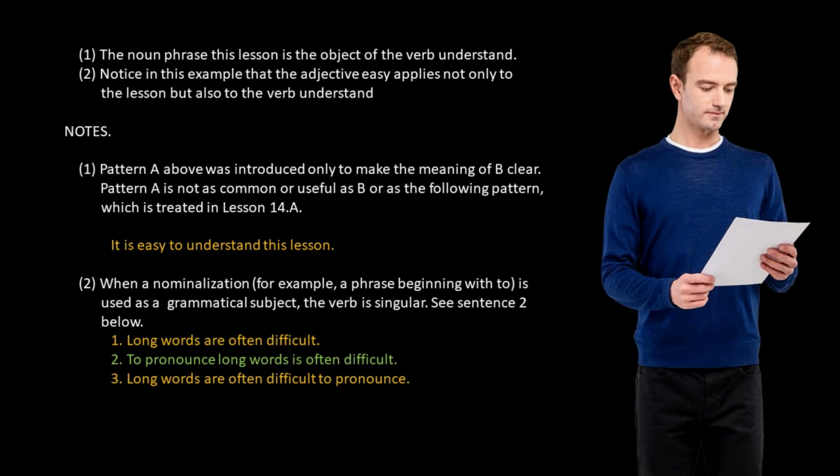Pattern A was introduced only to make the meaning of B clear. Pattern A is not as common or useful as B, or as the following pattern, which is treated in Lesson 14a. For example, it is easy to understand this lesson. When a nominalization, for example, a phrase beginning with to, is used as a grammatical subject, the verb is singular. See sentence 2 below.